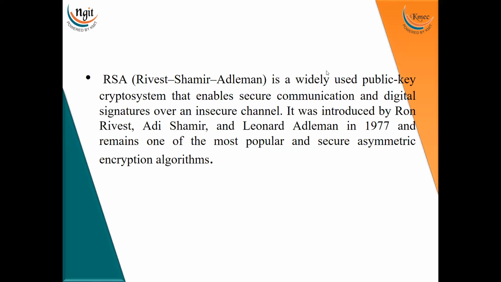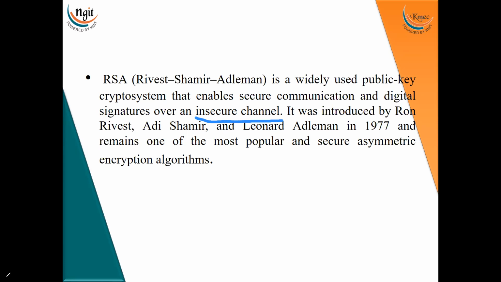The full form of RSA is Rivest, Shamir, and Adleman algorithm. It is a widely used public key cryptosystem that enables secure communication and digital signatures over an insecure channel. The main theme of this RSA algorithm is that it is one of the most popular and secure asymmetric encryption algorithms, and it was introduced by Ron Rivest, Shamir, and Leonard Adleman in 1977.